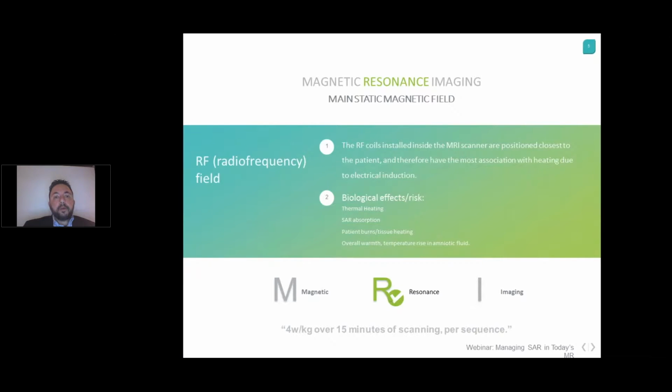The primary patient burns and tissue heating occur from RF techniques, excessive RF implementation. Another concern is in pregnant patients, overall warmth and temperature rise in amniotic fluid. What does the FDA set as limits for whole body SAR? 4 watts per kilogram, over 15 minutes of scanning, but keep in mind this is on a per sequence basis, not an entire exam.